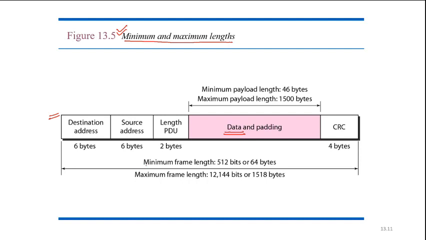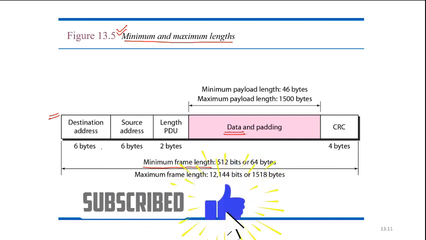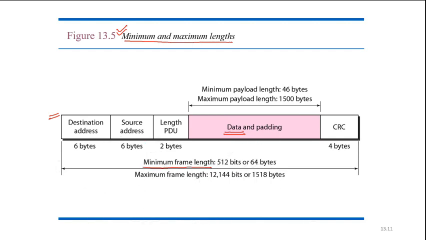So the minimum frame length comes out to be 512 bits or 64 bytes. That means without data, the total of the header fields is 18. To make it the minimum 64, the minimum payload length, that is data plus padding, should be a minimum of 46 bytes. And the maximum payload length that is allowed is 1500 bytes. If we add 46 with 18, it comes out to be 64.